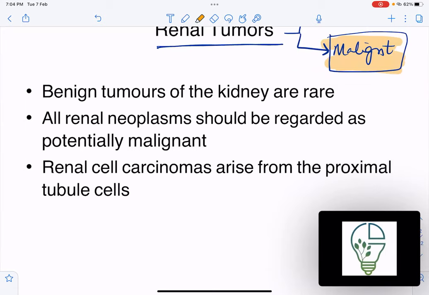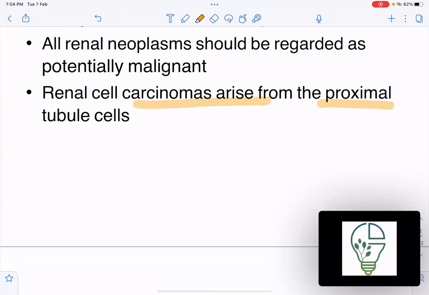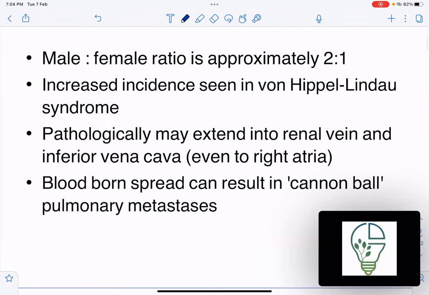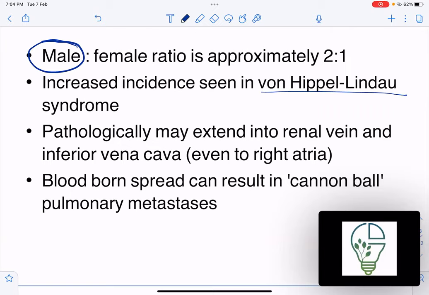Okay. So renal cell carcinomas arise from the proximal tubule cells. This is an MCQ question, right? Where is the most common site of origin? They're from the proximal tubule cells. The male to female ratio is approximately 2:1. So the stem or the scenario will usually have a male patient presenting to you with groin or flank pain, etc. It is more common in patients who are already diagnosed with von Hippel-Lindau syndrome.